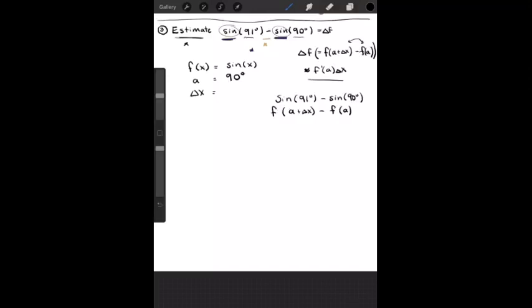A is always going to be the one that is easy to plug in. Sine of 91 degrees, I don't know what that is off the top of my head. Sine of 90 degrees, that's 0. At the very least, it's one of the ones that we should know off the top of our heads. Nah, it's 1. It's definitely 1. I was getting it mixed up with cosine. So a is always going to be the one that is easiest to plug into f.